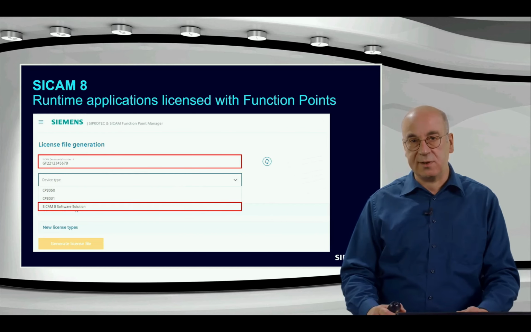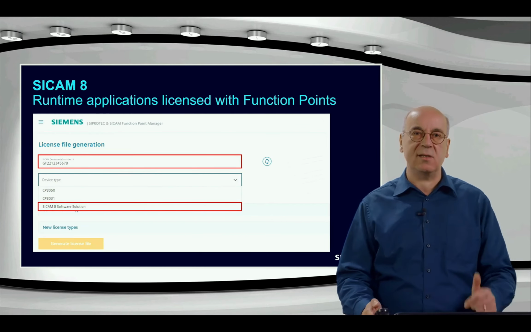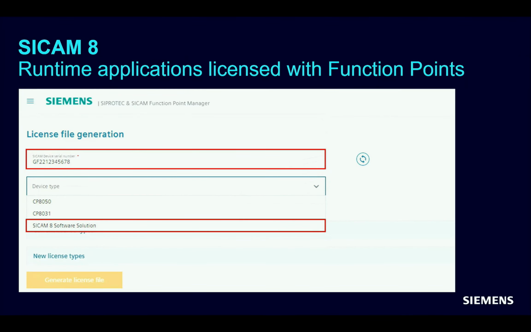Some of you may already be using the Function Point Manager, but some not. I want to show you very shortly the ease of use. After you open the Function Point Manager and switch to the license file generation part, you need to enter the serial number of your Sicam 8 hardware, the target hardware. As you can see, in addition to the A8000 CPUs, the option Sicam 8 software application is available as target system for a third-party industrial PC.